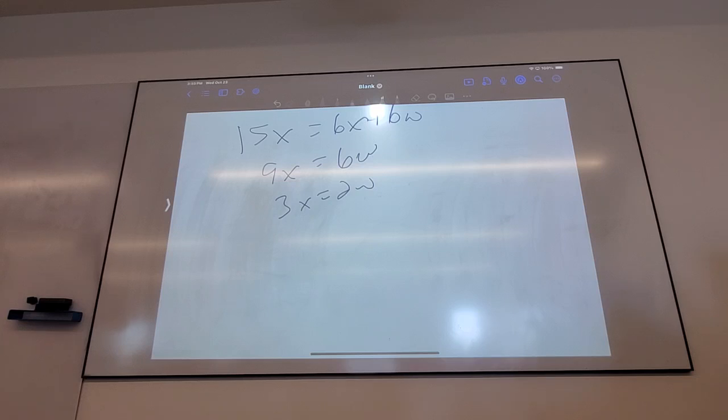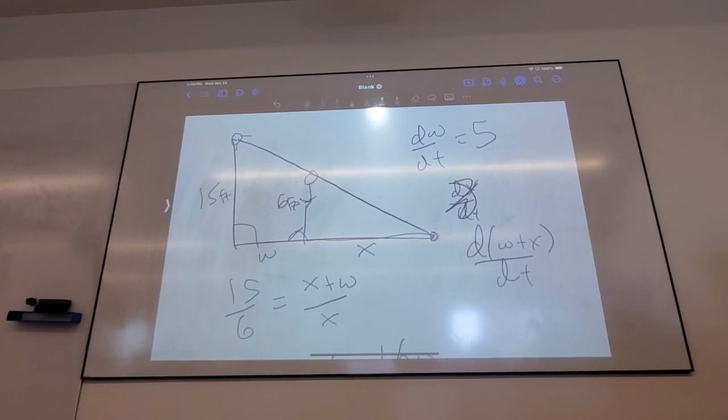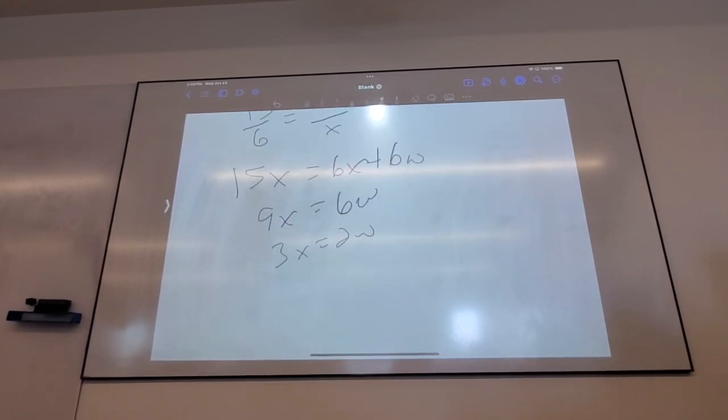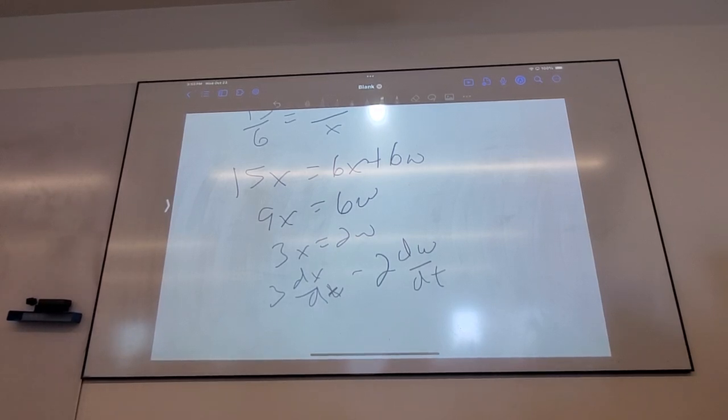So it doesn't matter where. It doesn't, because what do I do now? What am I trying to solve for? I want to know what dx/dt is, yes? So what do I do? Take a derivative. 3 dx/dt equals 2 dw/dt. Do you know what dw/dt is? And then you can divide by 3. So you could have solved for x, but it doesn't matter, because when I take the derivative, it's just going to come to the right anyway. Who cares? So now you just plug things in, yes?